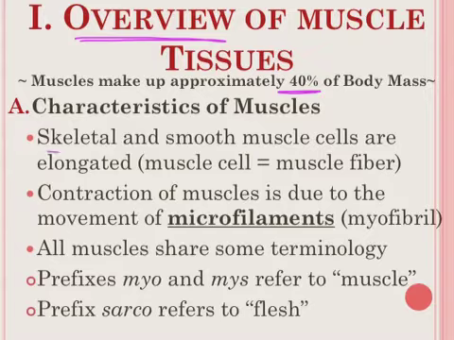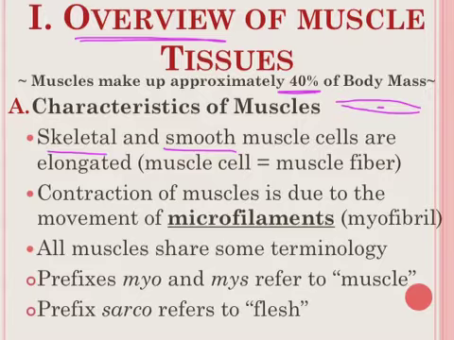Skeletal muscles and smooth muscles have cells that are very elongated. They're kind of spindle-shaped, which basically means pointy on each end, like that, and then there will be a nucleus. Sometimes they're multinucleated, which means they have more than one nucleus, but one muscle cell equals one muscle fiber.